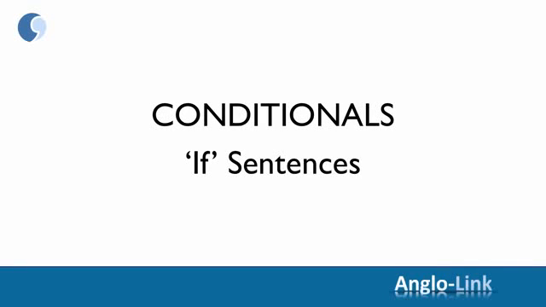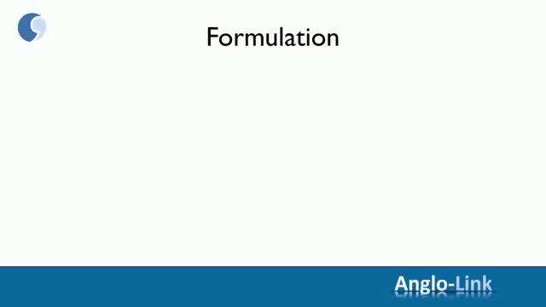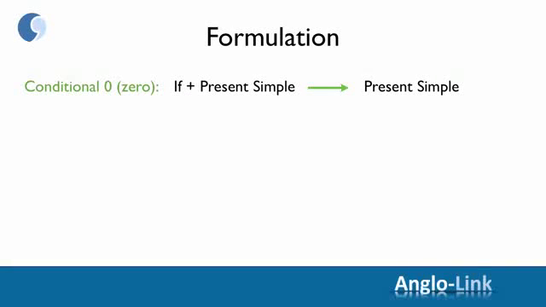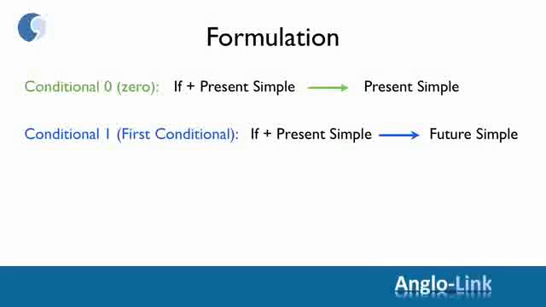Conditionals, or if sentences. As I mentioned in the introduction, there are four main types of conditionals. Let's look at their formulation. Starting with conditional 0. In conditional 0, you use the present simple in the if clause and the present simple again in the consequence clause. Then there is conditional 1, first conditional. We use the present simple in the if clause and the future simple in the consequence clause.